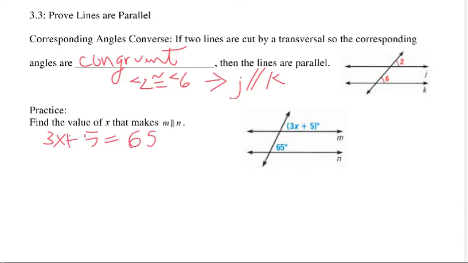So the setup will be the same. In our equation, 3x plus 5 equals 65, then we can subtract the 5 over, so we end up with 3x equals 60, and then we can divide by 3 and get 20.